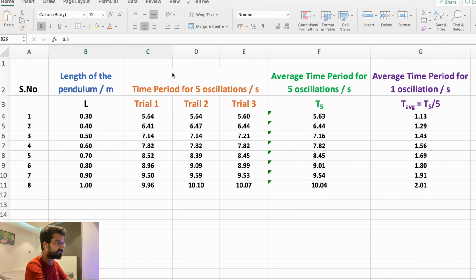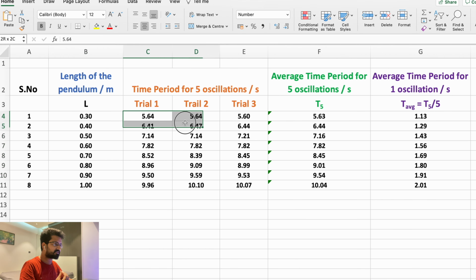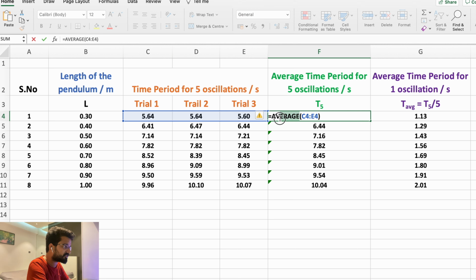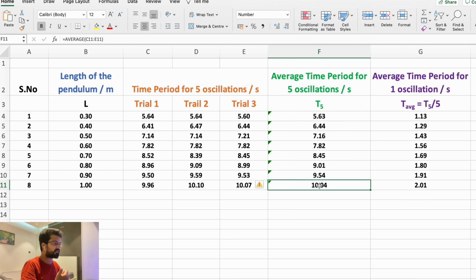Fast forward, I have data over here for different lengths of the pendulum and the different trials for each length. Now we have to find the average of these trials. So I simply applied the function average and selected the cells from C4 to E4, and that gave me the average value as 5.63. This is for length 0.30. Similarly, for length 0.40 up till 1.00.